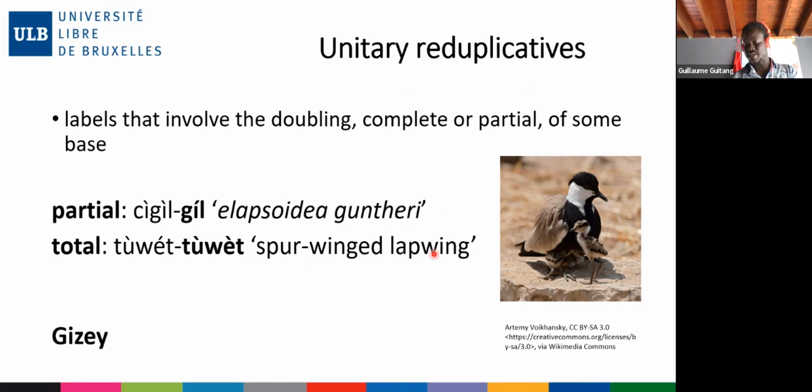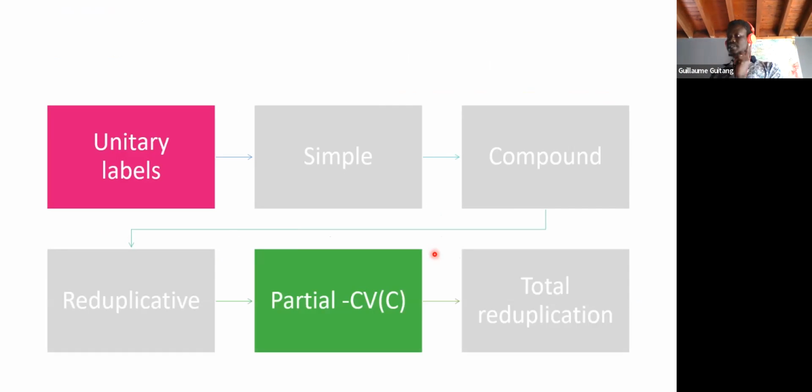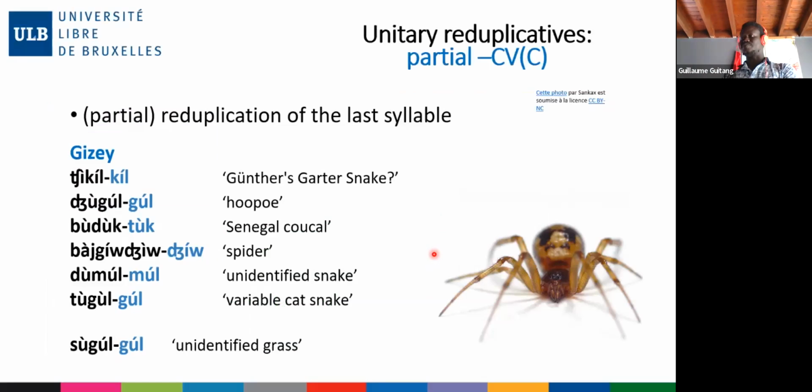Now, there are two patterns that I'm going to discuss. There is partial CV or CVC reduplication, and then you have total reduplication. So the first, the partial reduplication pattern, you can see it in this example. So it is always the reduplication of the last syllable of a base. You have examples here. So you have a zoological vocabulary here, and then here it's botanical vocabulary.